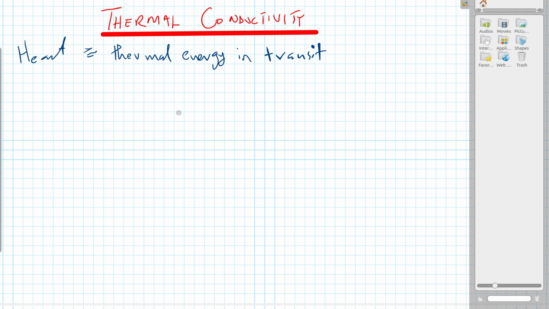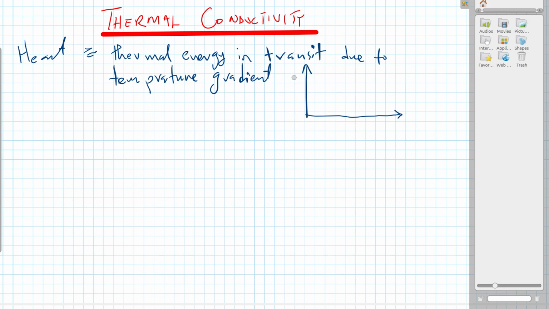So for this to happen, this is due to temperature gradient. So wherever there is some difference in temperature, one can expect thermal energy to be transported. So let's see this in a schematic way.